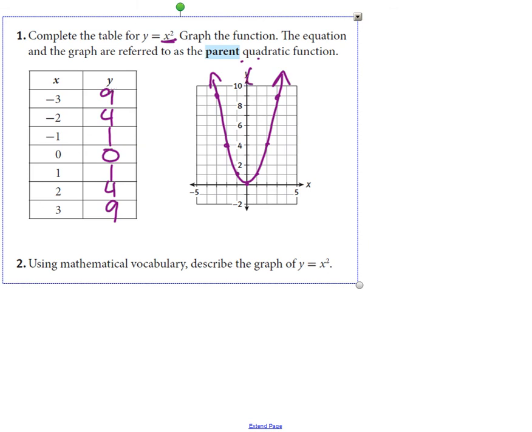It looks like one of those people that goes down. Okay, cool. He's depressed inside.